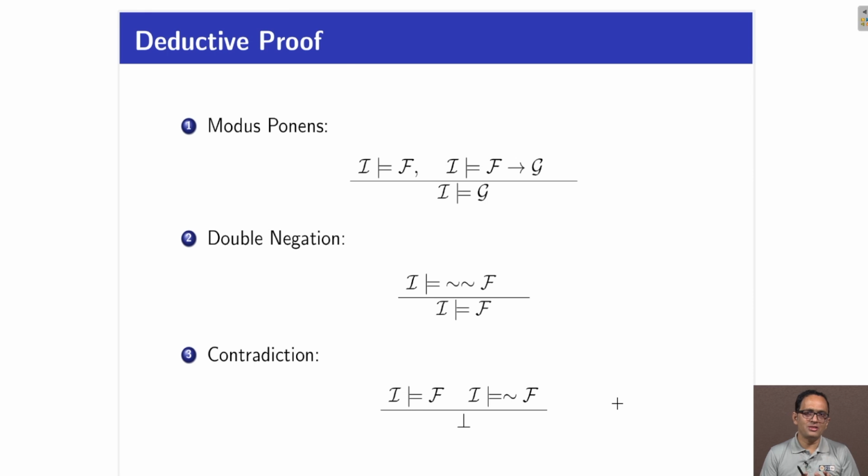But for today's class, just to show you a glimpse of how I solve this problem of the prime number example that I have taken, I just use the 3 inference rules from propositional logic. The first one is called modus ponens, which is quite obvious. It says that if an interpretation satisfies F, and if the interpretation satisfies F implies G, then the interpretation also satisfies G.